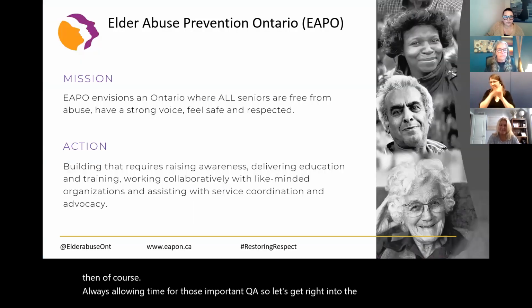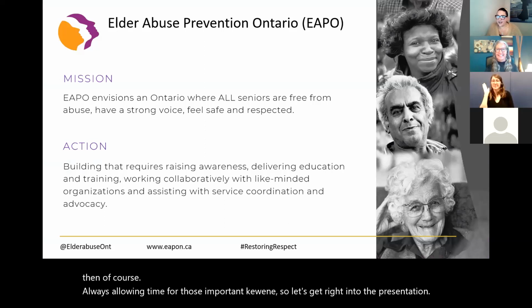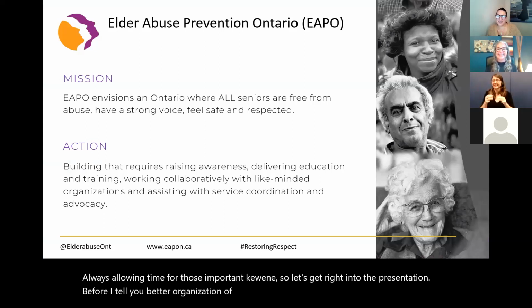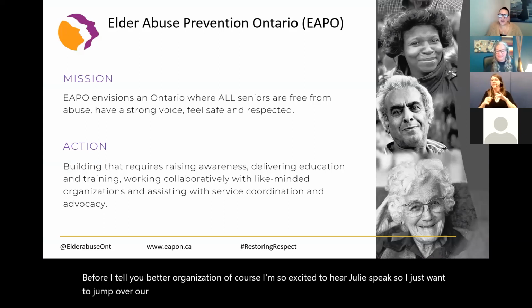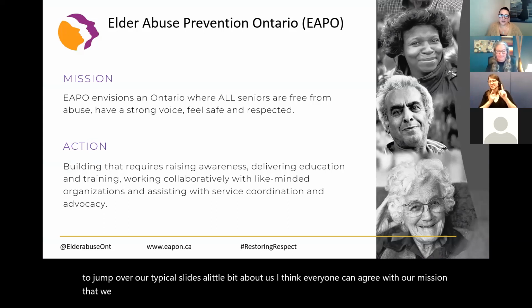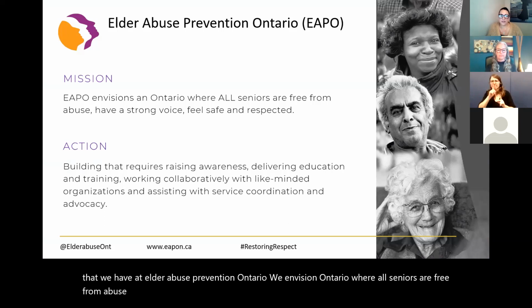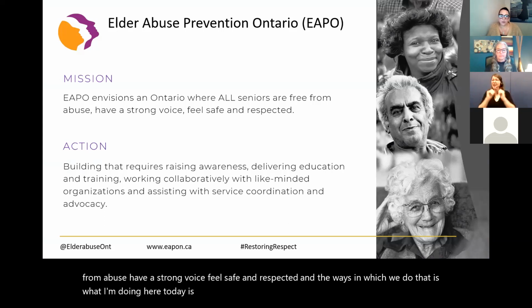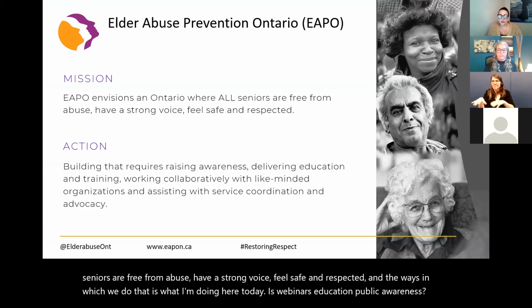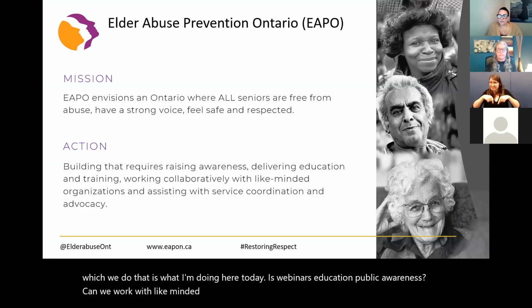Oh, before I tell you about our organization, of course. I'm so excited to hear Julie speak, so I just want to jump over our typical slides. A little bit about us. I think everyone can agree with our mission that we have at Elder Abuse Prevention Ontario. We envision an Ontario where all seniors are free from abuse, have a strong voice, feel safe and respected. And the ways in which we do that is what I'm doing here today, is webinars, education, public awareness, and we work with like-minded organizations advocating for the rights of seniors.